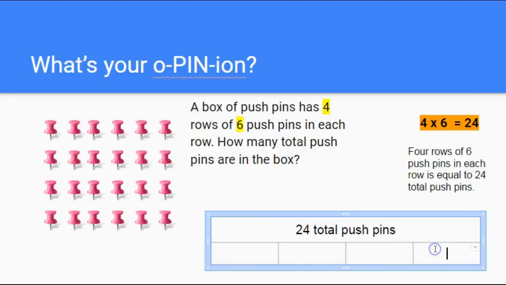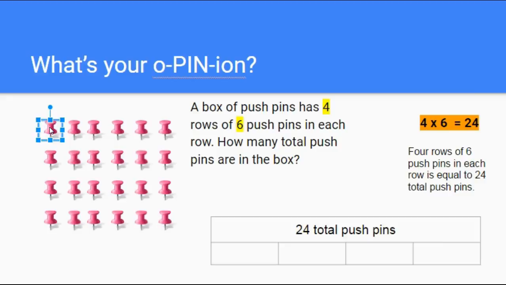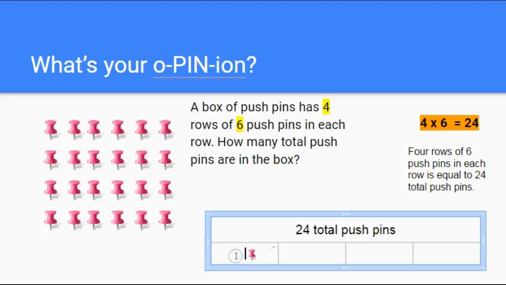Well, these are the rows. This was representing here. So I can take my little push pin friend again, and I can copy it, and I can click on Control V, and I can bring it over here and just shrink it real small, super small. And now I'm going to answer that question. There are 6 push pins in each row.